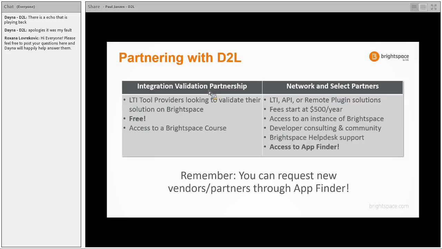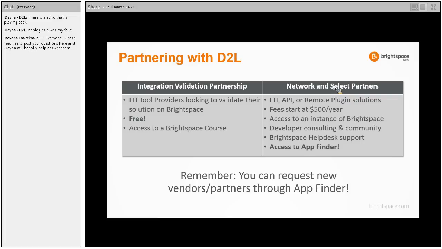If they want a little bit more, including time to get some developer consulting and access to the Brightspace community, then we do offer network and select partner levels. The bulk of our partners are at the network level, where the fee to become a network partner is $500 a year. So that isn't too significant in terms of saving you as a customer time and money. It's a small investment that goes a long way.